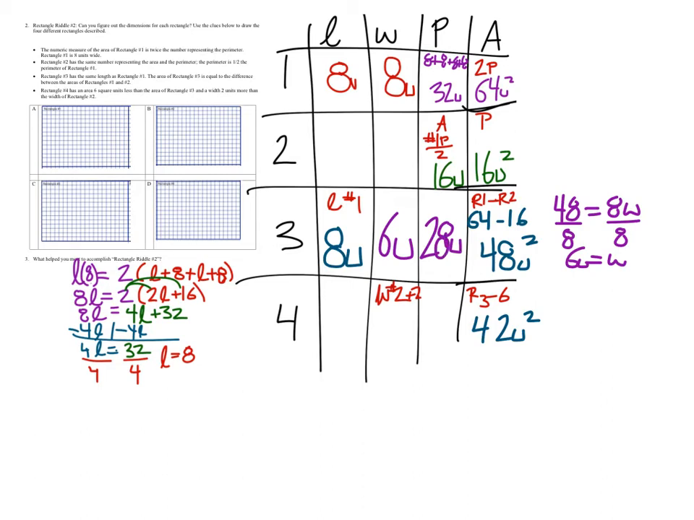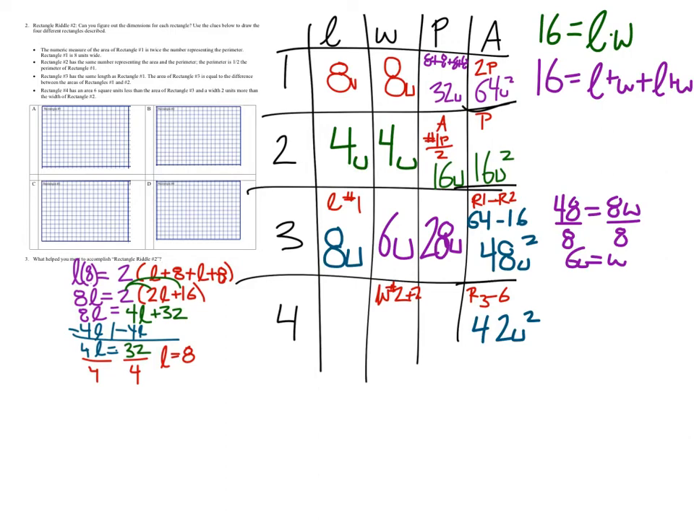So rectangle 2, we have an area of 16 units. And that is length times width. And the perimeter is also 16, which is length plus width plus length plus width. All right. As it turns out, 4 and 4 works on this, because 4 times 4 is 16, and 4 plus 4 plus 4 plus 4 is 16 as well.